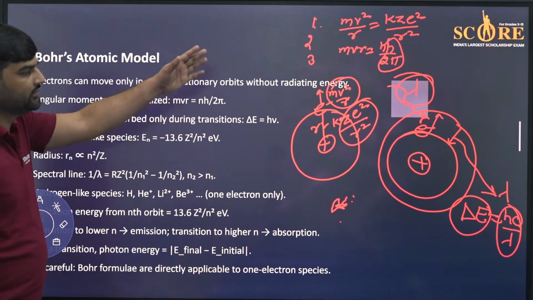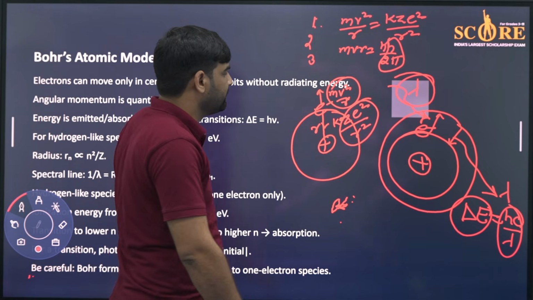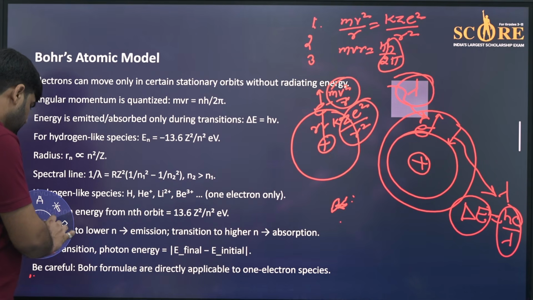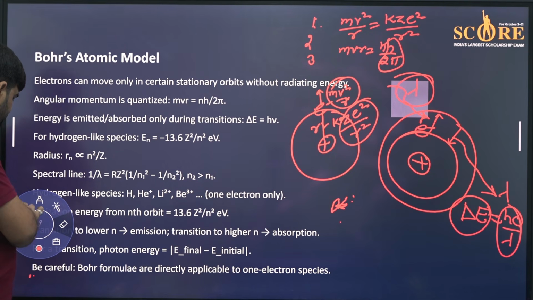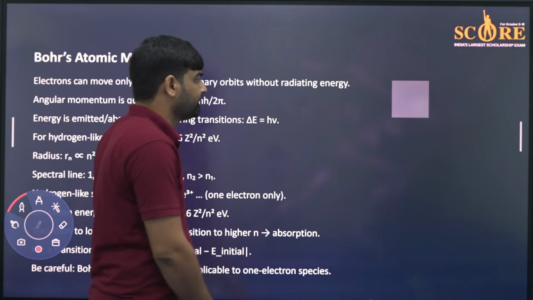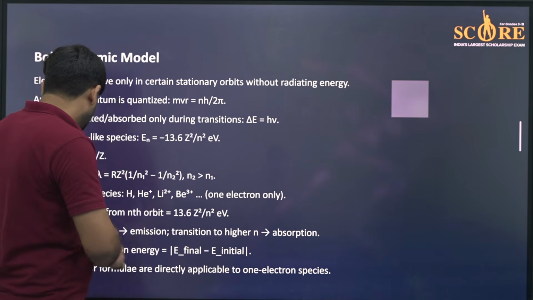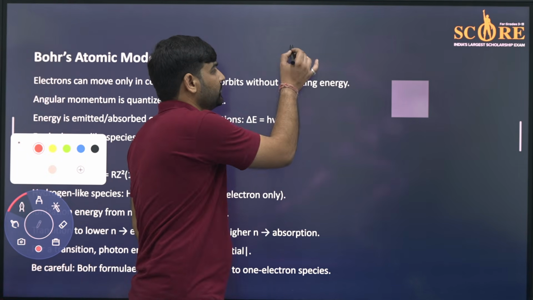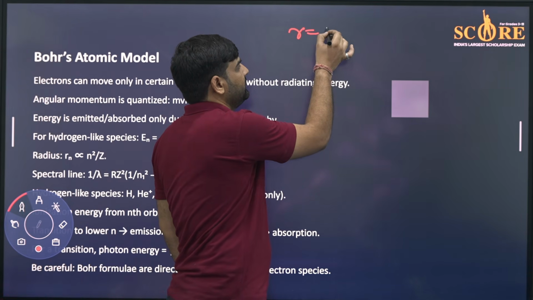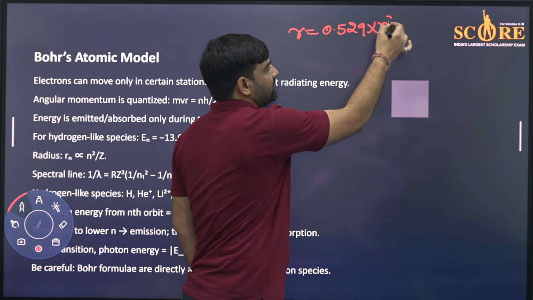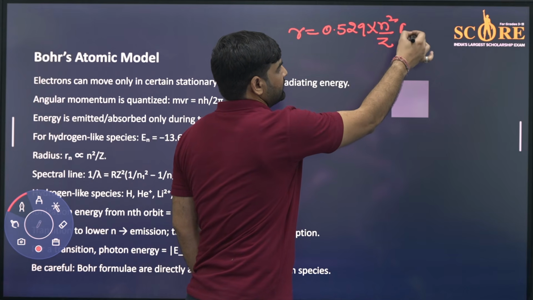By these equations you can find the formula of radius of electron in a particular shell orbit. You can also find the velocity formula. So now we will discuss radius will be 0.529 multiplied by n square divided by z angstrom.